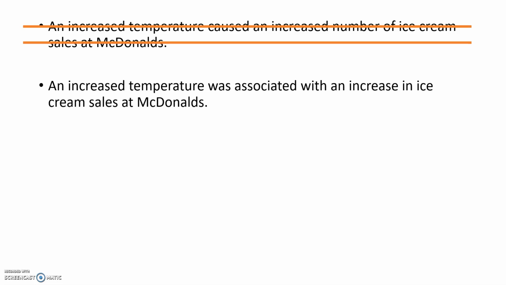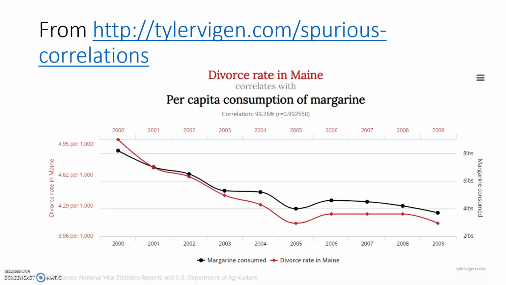For it to be a causal relationship, it's a thing like if you drop a pen, it causes it to fall. It has to be that exact thing. But anytime we're looking at data, we're looking for the relationship or the association between them.